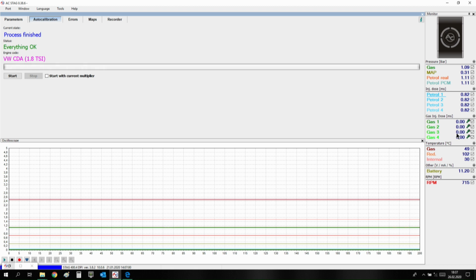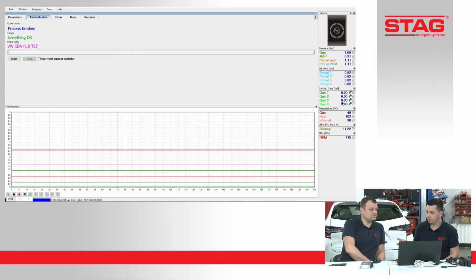Normally, it should be higher than 2 milliseconds. Yeah? That's right. It means that everything in the process of the conversion was fine. Yes, there were no errors at all.